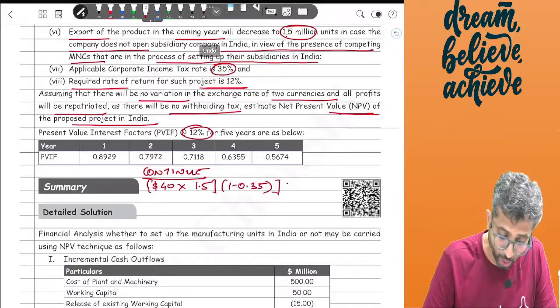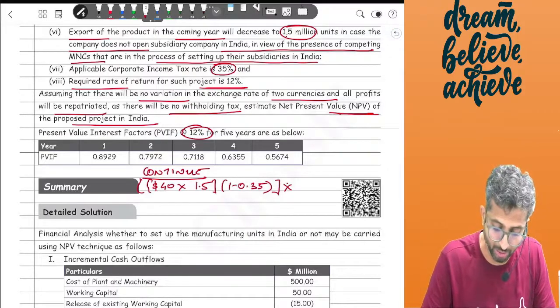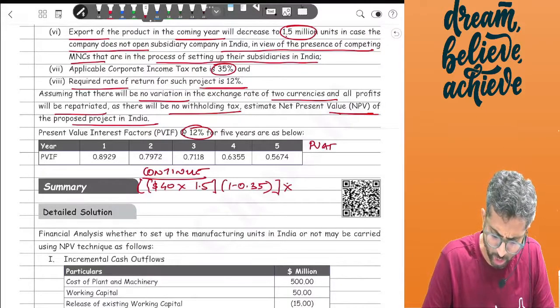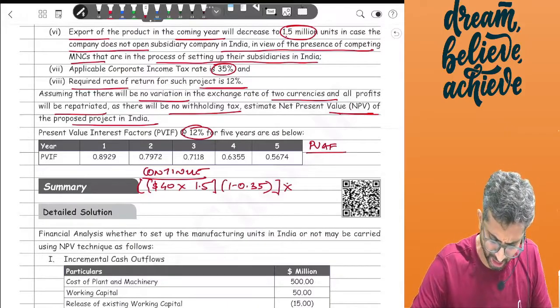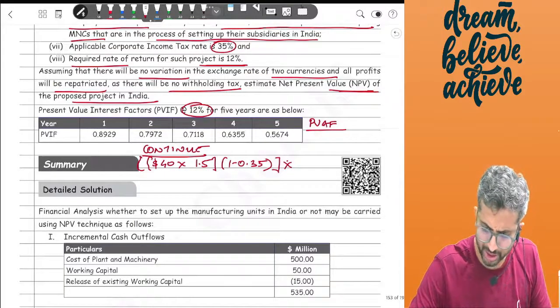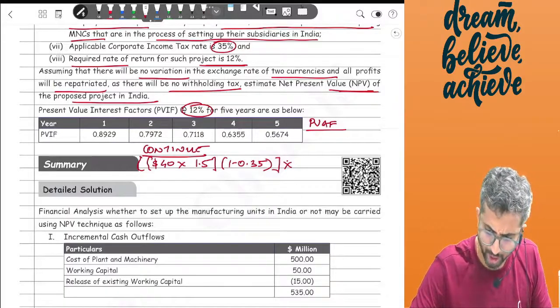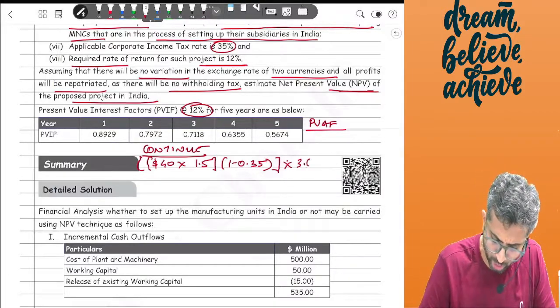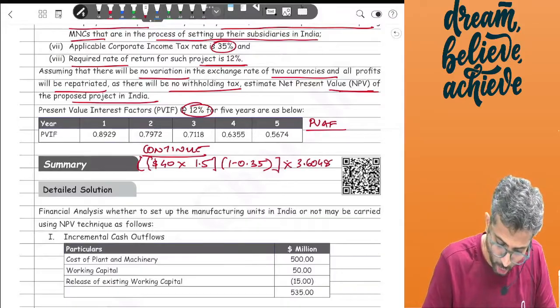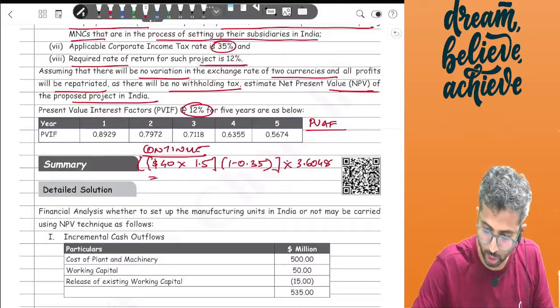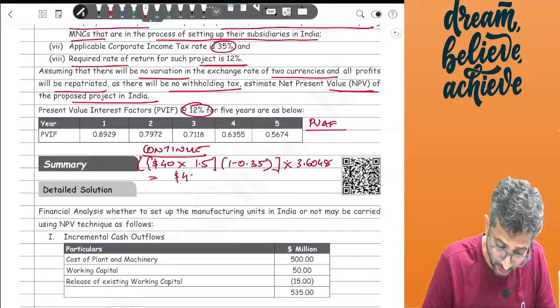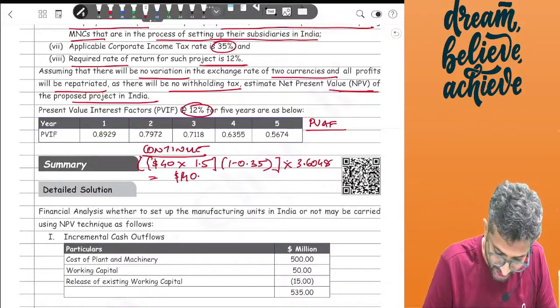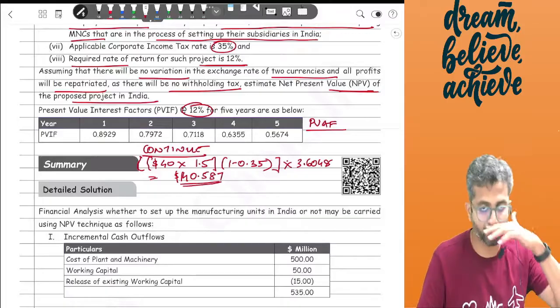But this will be the cash flow in 1 year. Remember the project, if I want to compare it with the other, you'll have to have a 5-year life. So over here, if I were to calculate the PVAF: 0.8929, 0.7972, 0.7118, 0.6355 and 0.5674. If I total this, this is going to come to 3.6048. So over here, 39 into 3.60, that is around 140.587. This will be the cash inflow if I were to continue.